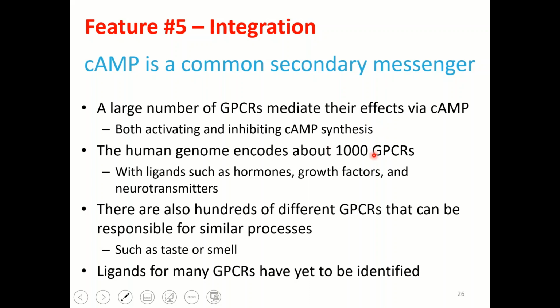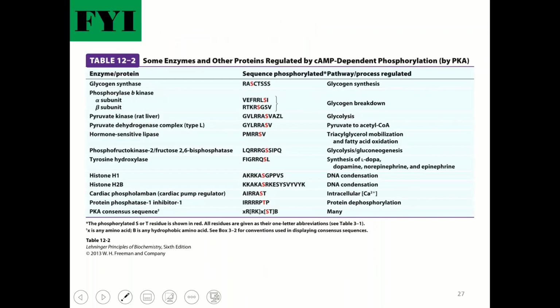You can go and do a sequence search of the genome, and these G protein coupled receptors have 7 transmembrane helices. So you can match up the sequence of a known G protein coupled receptor and search the genome and find other very similar genes that have to be encoding other G protein coupled receptors. By doing that, you can see that there are about 1,000 of them, and only a fraction of those do we know the ligand. There's some that we don't even know the ligand for yet.